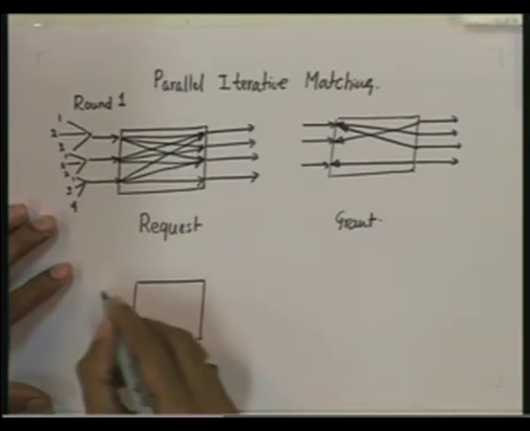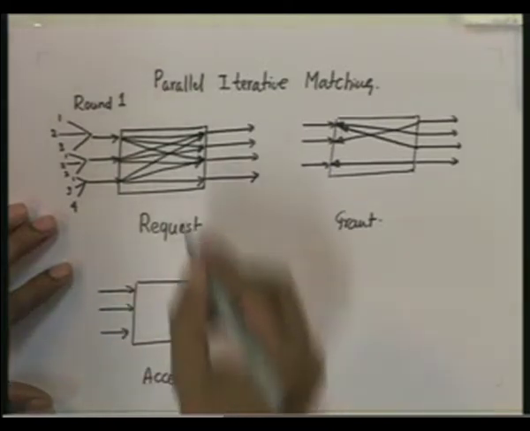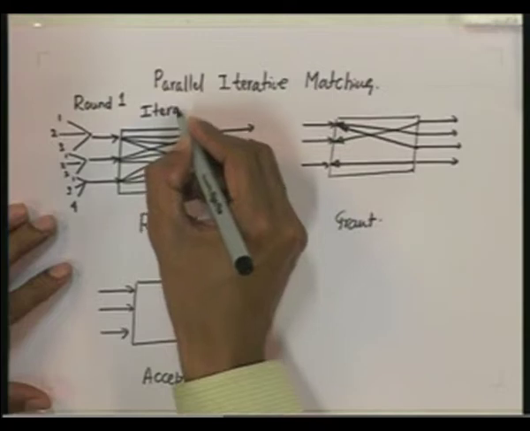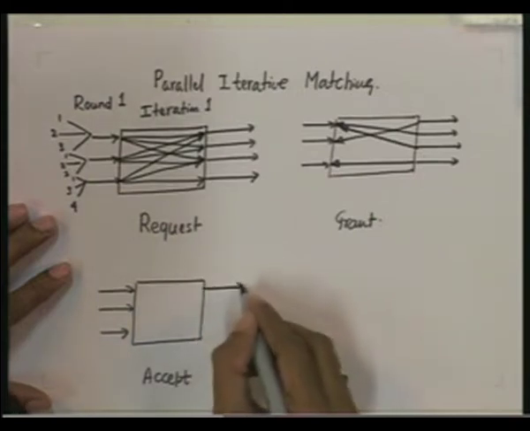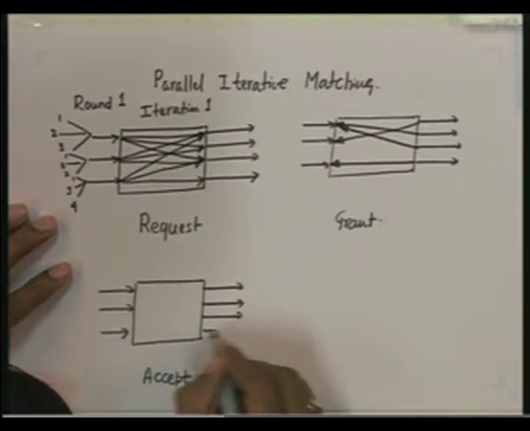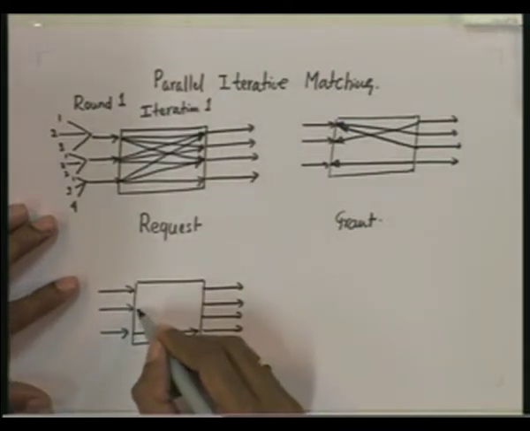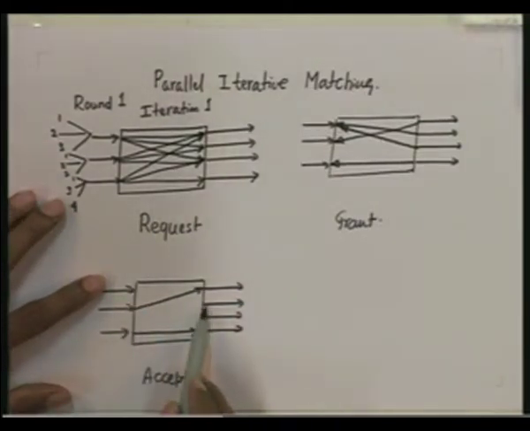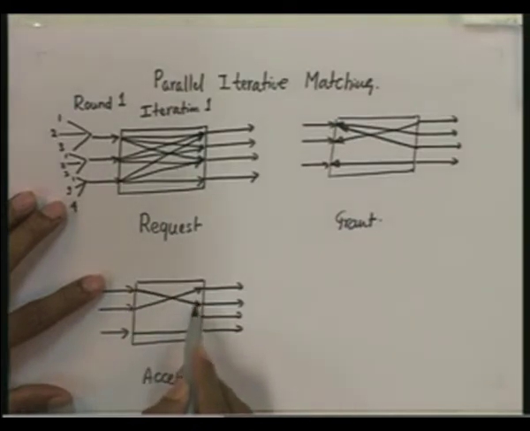Now, in the accept phase, as you can see here, this is round 1 and this is iteration 1. Okay. So, in the accept phase, this will of course accept because it has only one grant, and this will also accept it. Now input port 1 has received grants from two output ports, output port 2 and 3, so it has to accept only one. Let us say it accepts output port 2. So it gives it an accept.